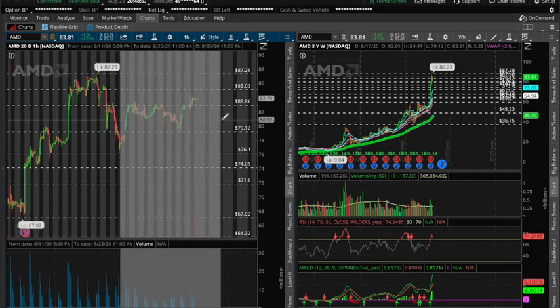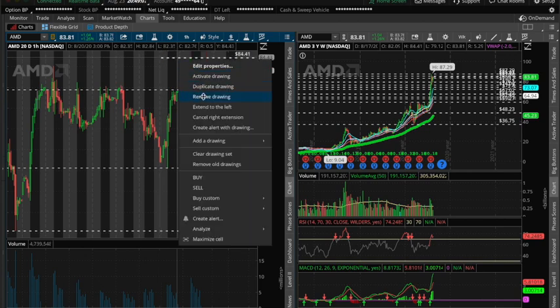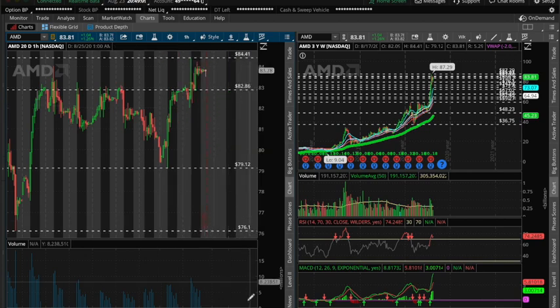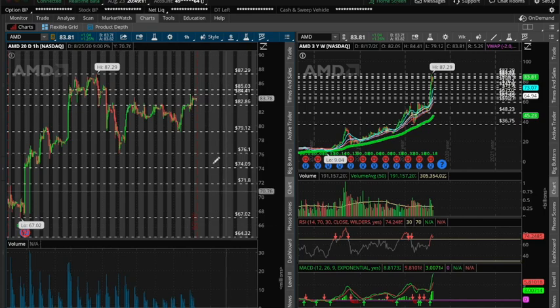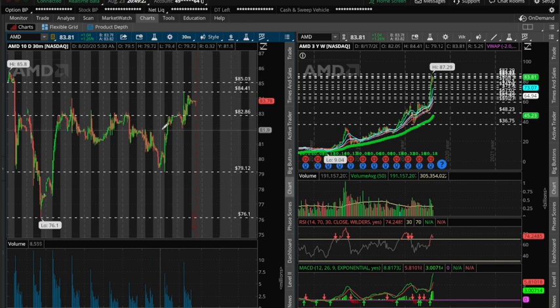So let's zoom in some more, see if we can find some more resistances and supports. So we're going to draw one right here. What's this high? 84.41. Plot that right there. Extend to the left. Alright, so now this is another support, 84.41. I mean resistance, I'm sorry. It's another resistance. So then we're gonna go down to the next frame, the 30 minute, 10-day 30 minute.